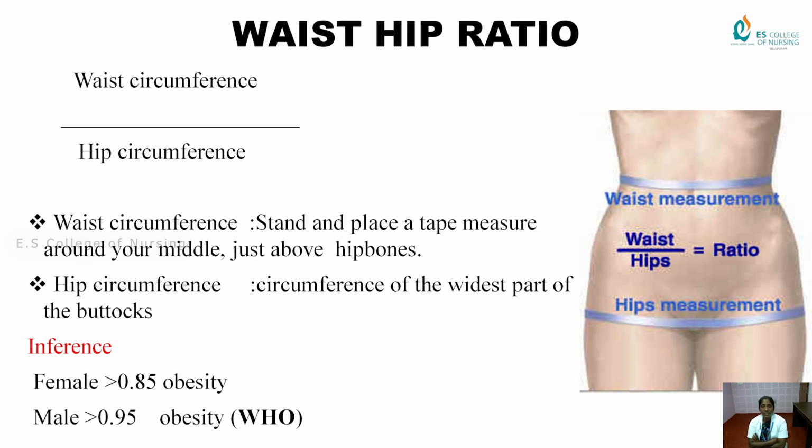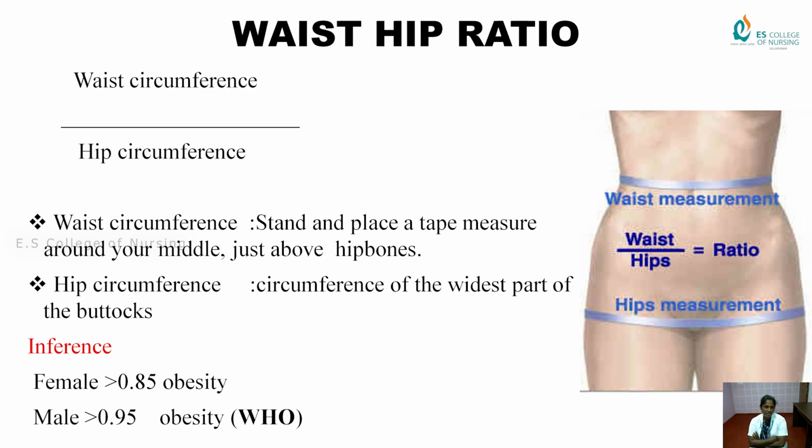Waist circumference, how to measure it: here I have given how to measure it. Stand and place a tape measure around your middle, just above the hip bones. You see in the picture how the waist measurement was done. And coming to the hip circumference, it is the circumference of the widest part of the buttocks. Yes, the widest part of the buttocks was taken. So the waist and hip ratio would be calculated this way.